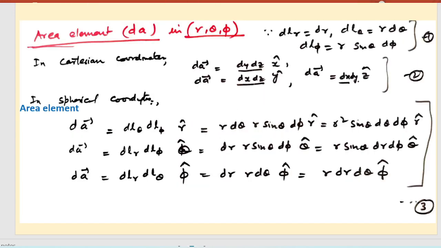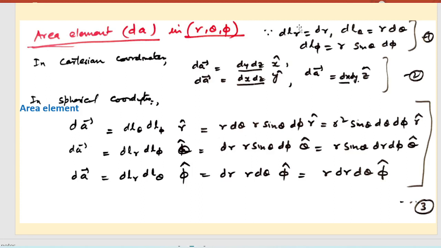Now we can find out the area element. Area is with two planes. Suppose in Cartesian coordinates we have the area in the yz plane, so the direction will be in the x cap direction. Similarly, if it is in the xz plane, dx dz, the direction will be in the y cap direction. If we have the area in the xy plane, dx dy, then the direction of the area vector will be in the z cap direction.